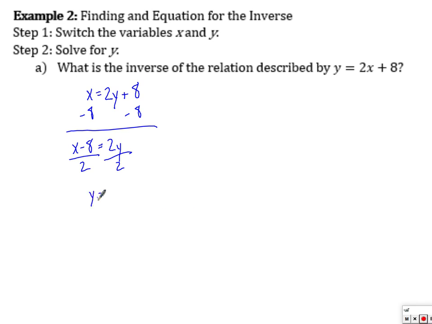Sometimes you will see this written as y equals (x minus 8) over 2. Sometimes they will go ahead and divide this out. So remember, this is a 1x. So if I did that, I would get y equals 1/2 x, and then -8 divided by 2 would be -4. Either one of these would be considered a correct answer, and I would count either of them as correct on a test.